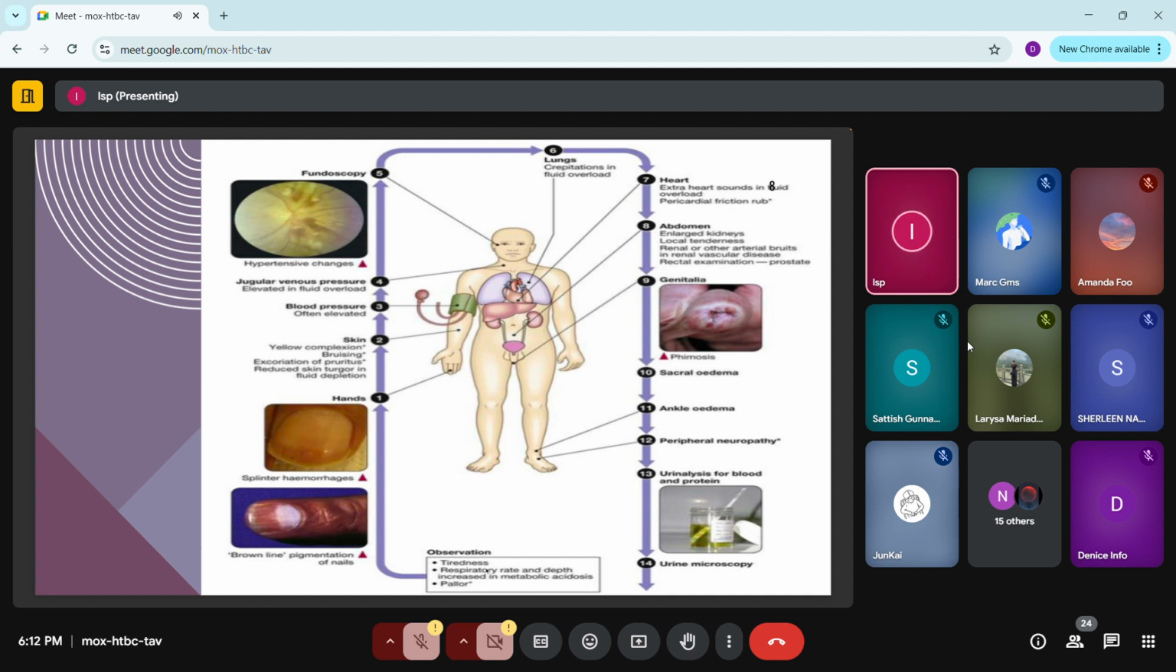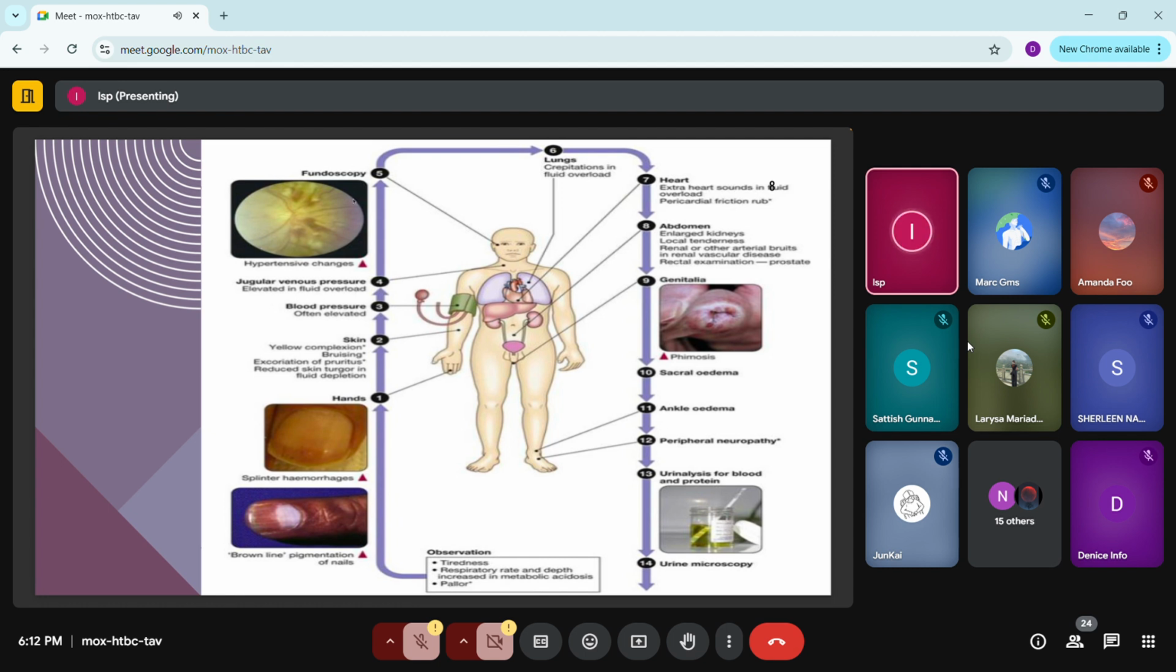The patient will be more tachypneic, they appear tired, and they have a sallow look on their face. You check their nails, they may have brown line pigmentation of the nail. Splinter hemorrhage, not really. Their skin is always yellowish, with reduced skin turgor due to fluid depletion. Most of the time they will have high blood pressure because of the chronic kidney disease. JVP may be raised due to fluid overload status.